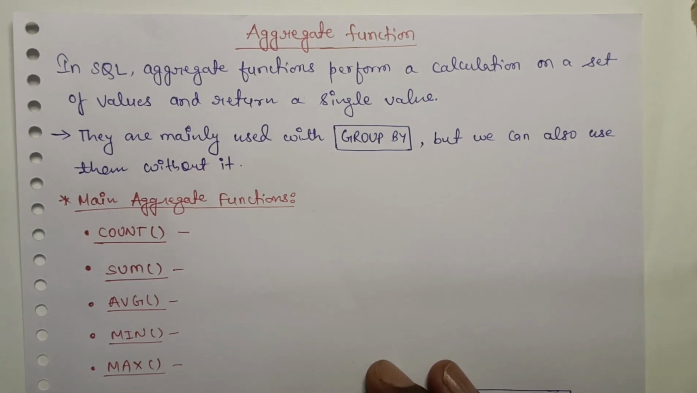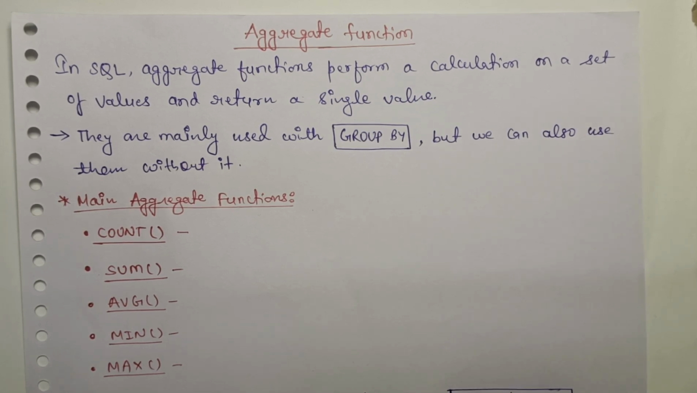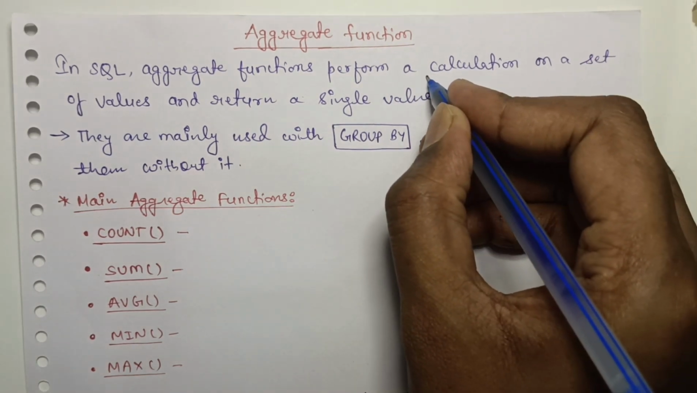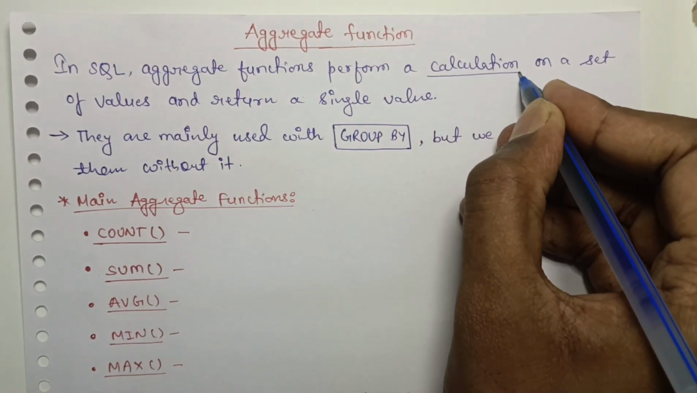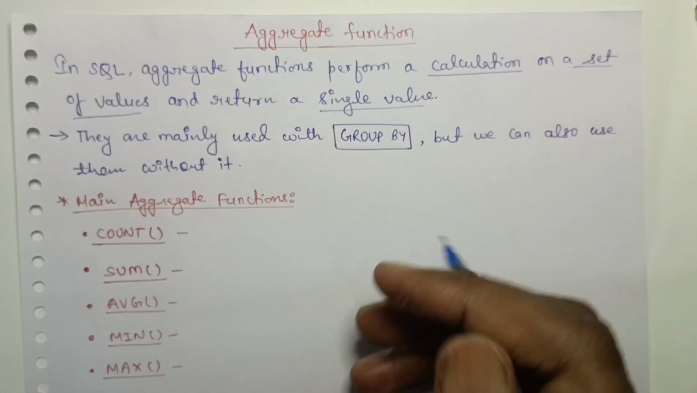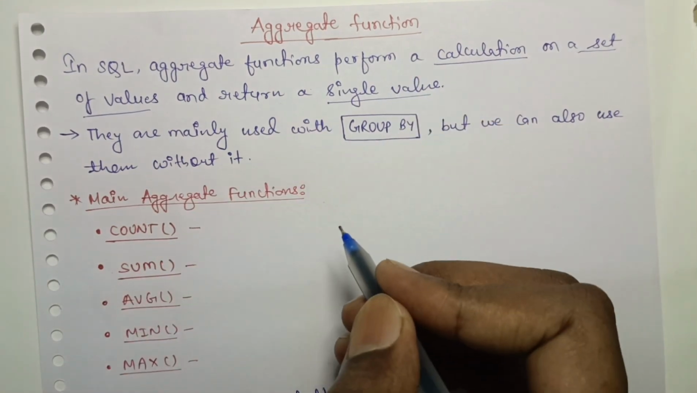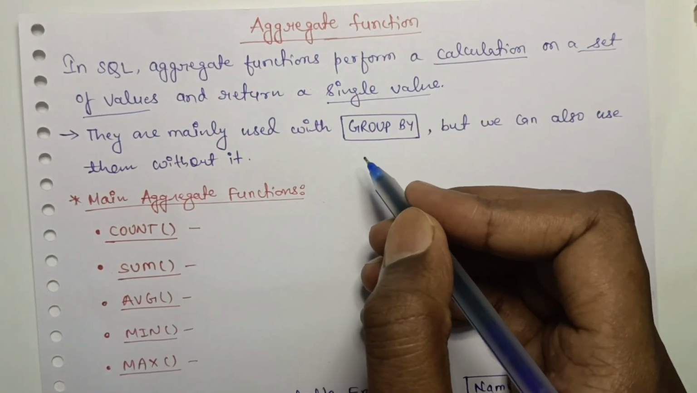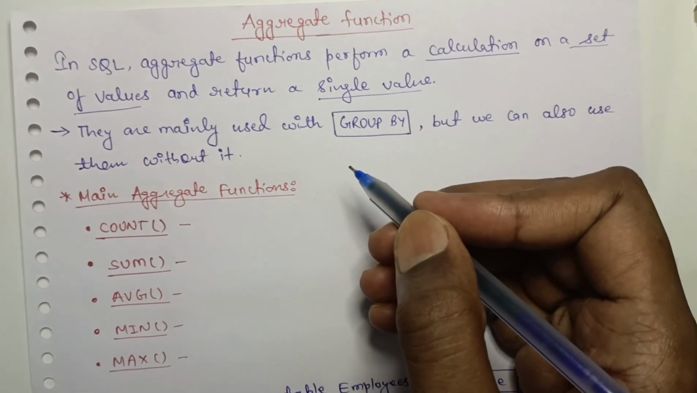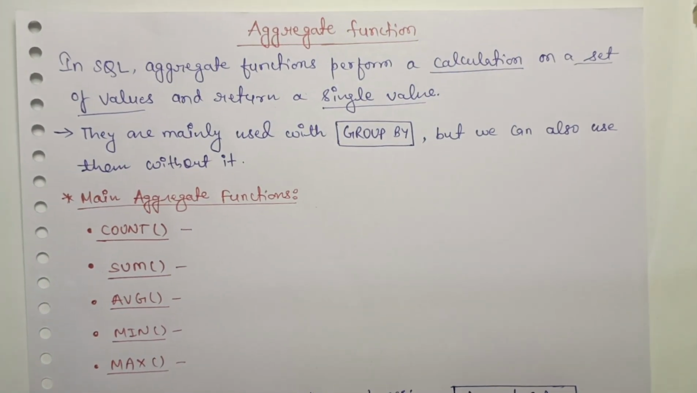So aggregate means calculation. It means we perform different types of calculations according to the user requirement and return a single value. That is the result. So aggregate functions are mainly used with the group by, which we will learn in the next lecture. But we can also use the aggregate functions without the group by.